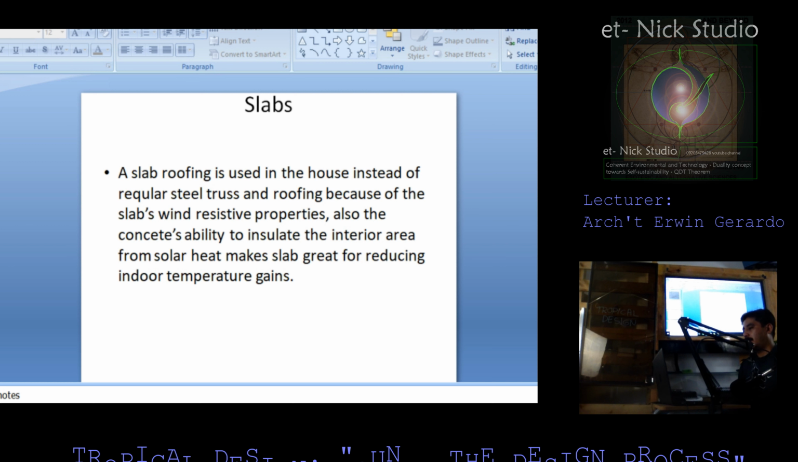Slabs. A slab roofing is used in the house instead of a regular steel truss and roofing because of the slab's wind resistive properties. Also, the concrete's ability to insulate the interior area from solar heat makes slab great for reducing indoor temperature gains.